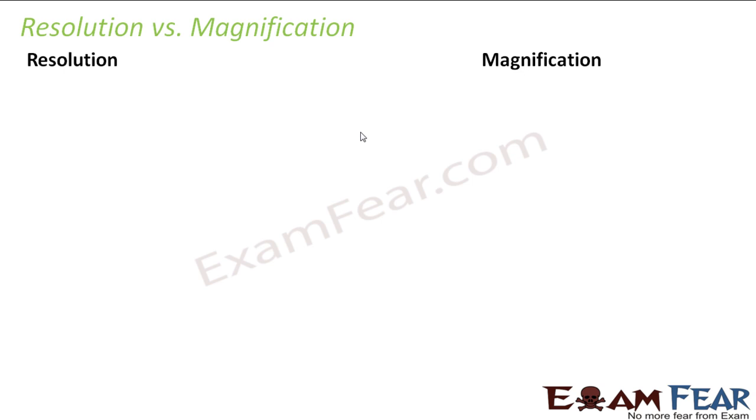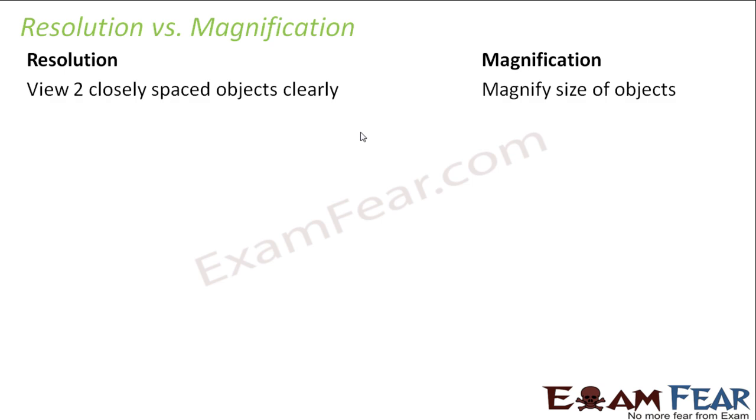Often there is a confusion between these two terms, resolution and magnification. How do you differentiate resolution from magnification? These two terms bring confusion to people's minds, but they are two different terms. When we talk about resolution, it is about viewing two closely spaced objects clearly. So resolution is all about clarity. You should be able to view something clearly. Whereas magnification is concerned only with the size of the object. That means you have to enlarge something.